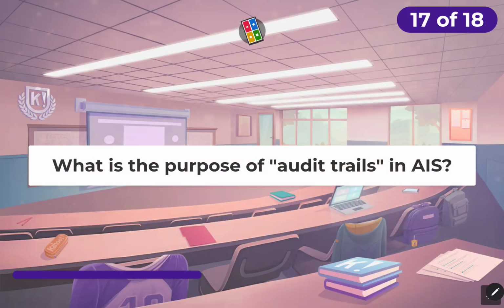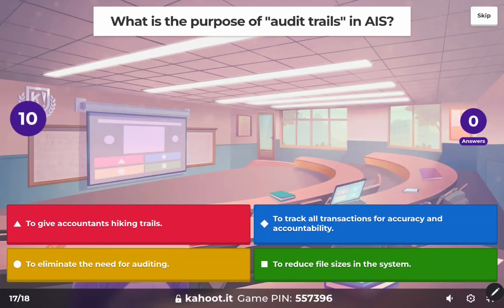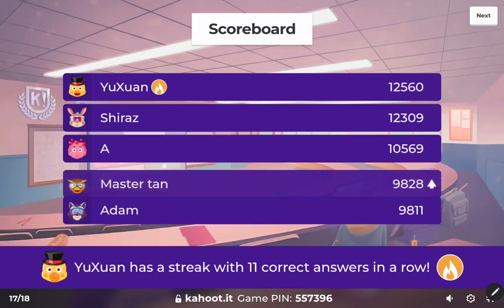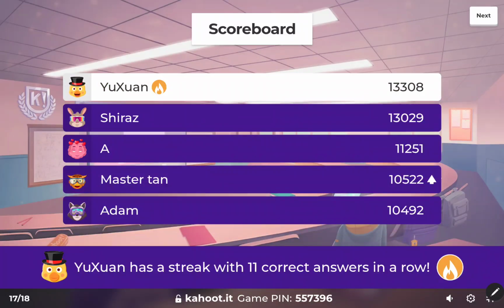Oh. Forgot to give accountant hiking trail run. Accountant is not going to hiking, alright? This literally means hiking. Alright, let's see. Oh. Okay, next. Alright, this is the last question.